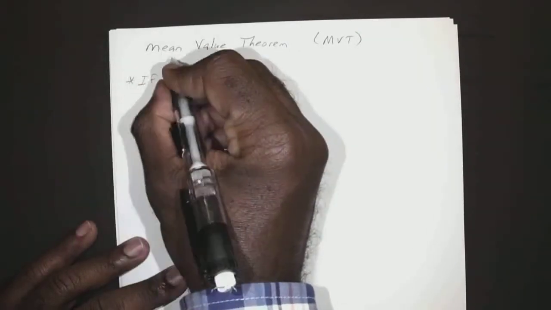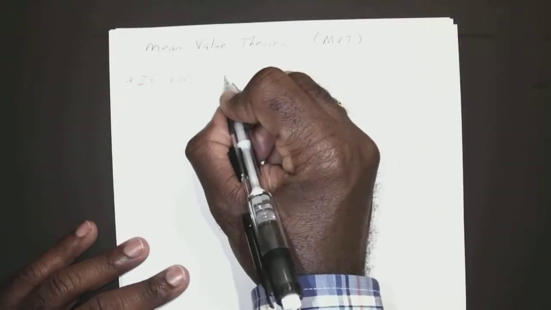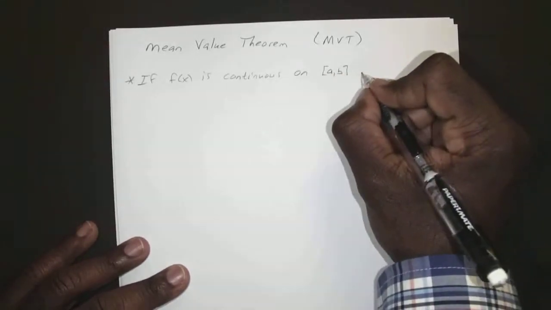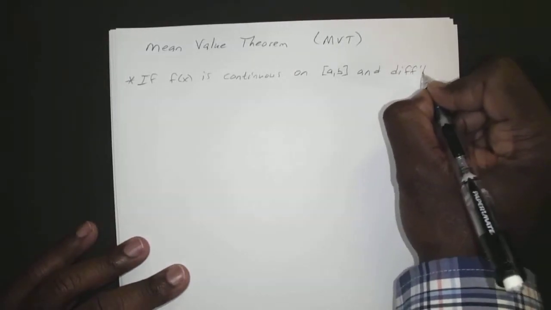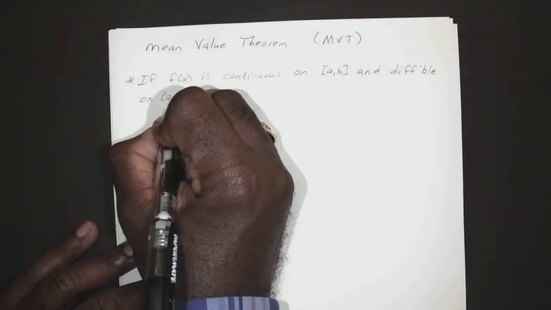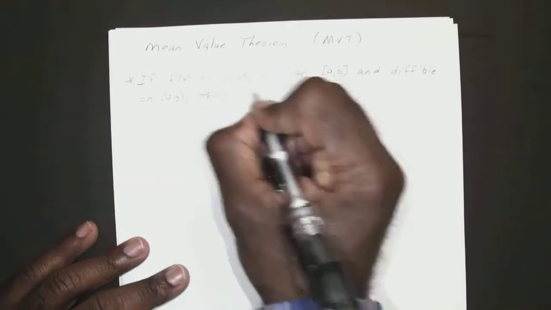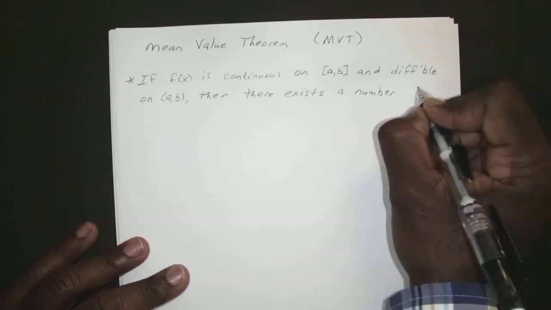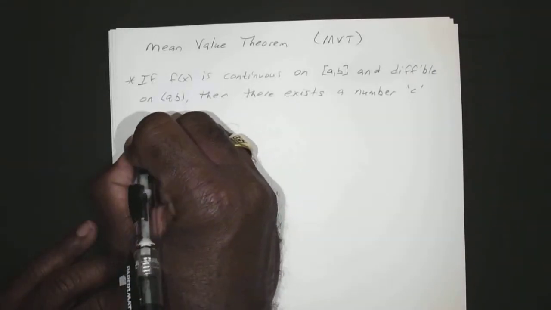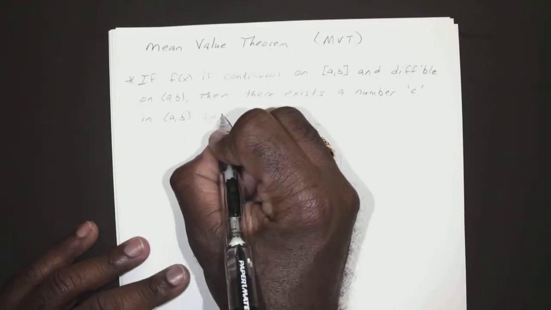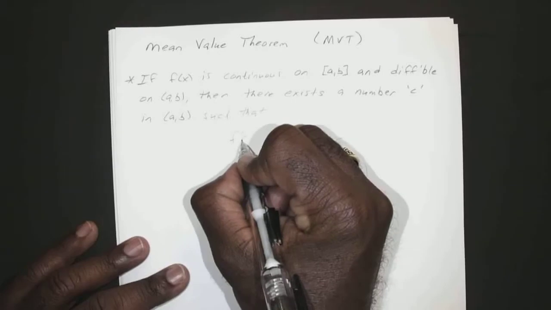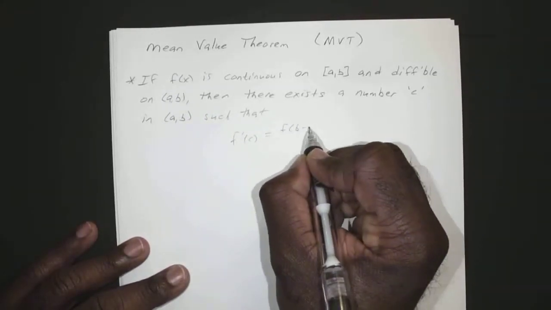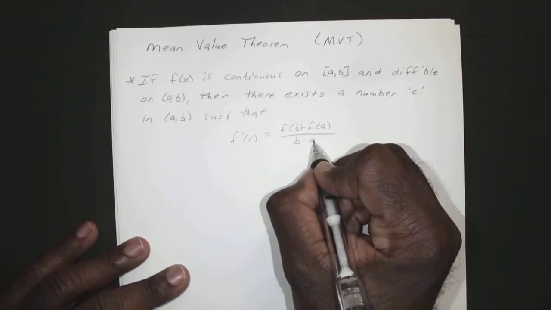Okay, so once again, let's say f of x is continuous on a closed interval and differentiable on an open interval, then there exists a number C that's somewhere in between A and B, such that f prime of C is equal to f of B minus f of A all over B minus A.